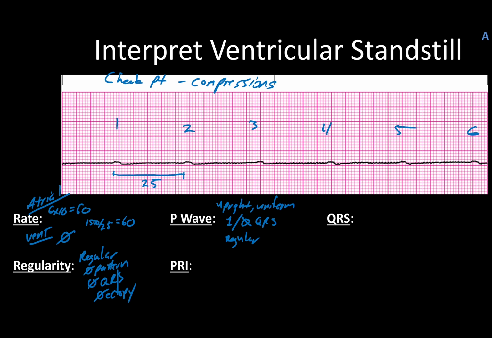If we look at our PRI, there is no QRS equals no PRI. And we've got a none there. So that really just leaves us with ventricular standstill.